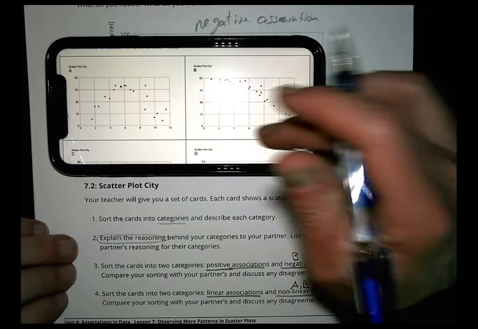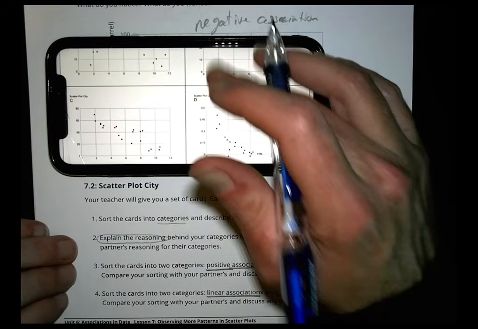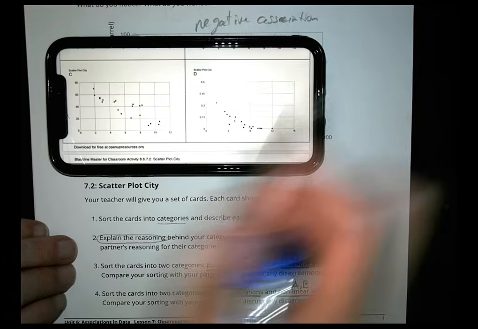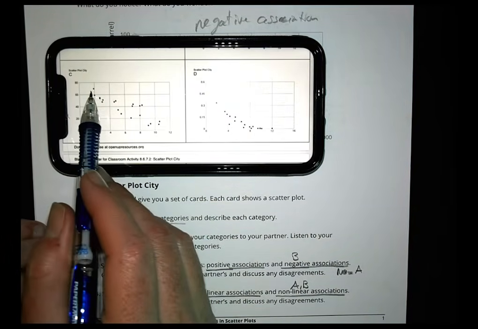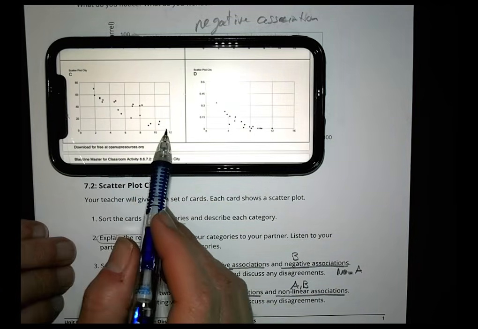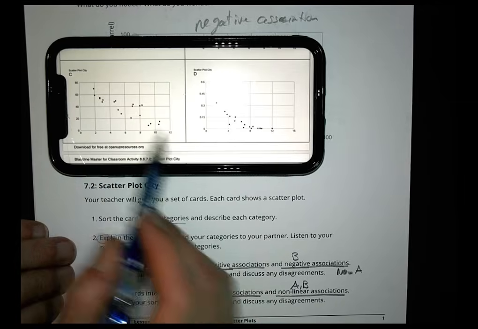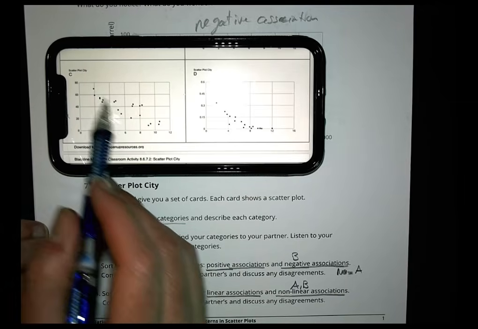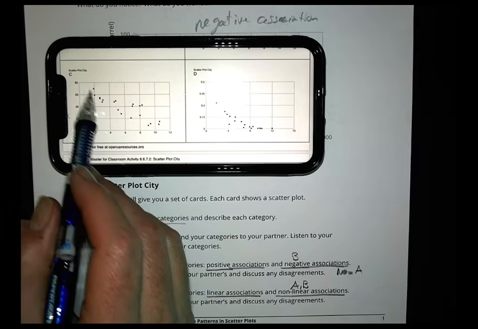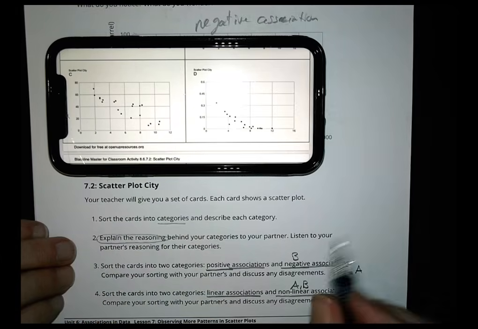All right, let's take a look at C. We'll scroll up here. So with C, we can see the data clustered up here and then moving down this direction. Based upon this line, we would definitely say that's a negative association, and you could draw a line right through there if you chose to. So that's a negative association for C.